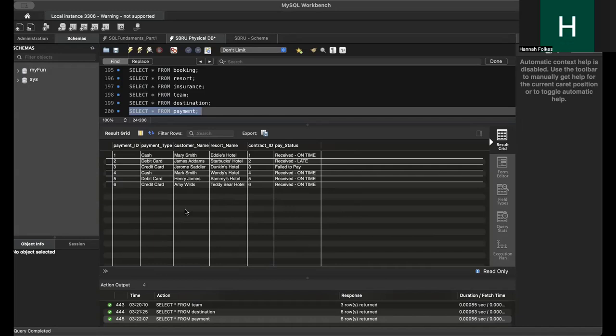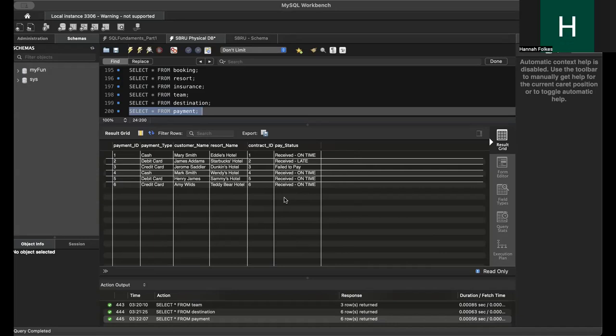Then the next column is the customer's name, followed by the SBRU hotel that they're planning to stay at, and their contract ID number is the next column. And lastly, the last column of the payment table is the pay status, which is short for payment status, and it basically tells us whether we received your payment on time, late, or not at all. So if we received your payment on time, then you're allowed to stay at the SBRU hotel that you've reserved with no problems. If we received your payment late, then you will receive a late fee.